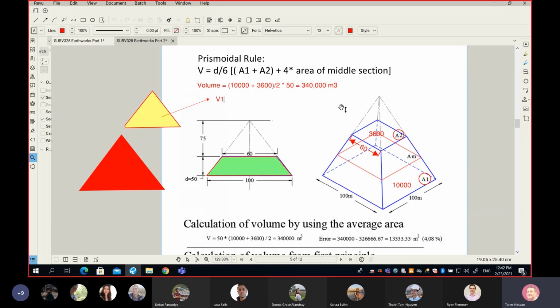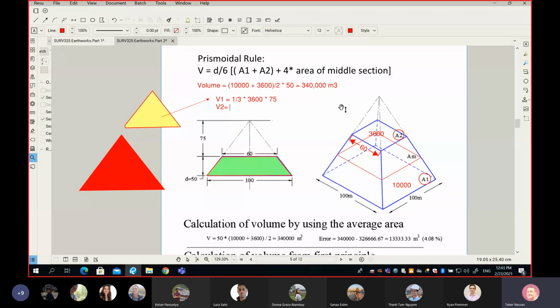I'm going to call it V1 equals one third the area of the base times the height. 1500. So 3600, that's the area of the base. I will multiply this by 1/3 and then finally multiply by the height. Anybody to tell me how much is the height of this pyramid of the yellow one? 75. Thank you, sir.